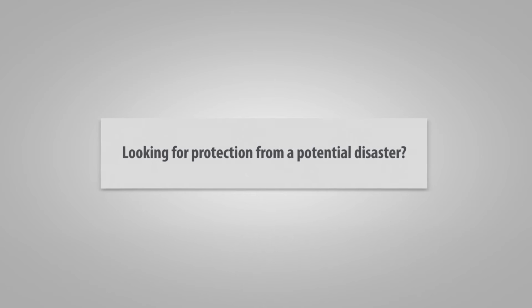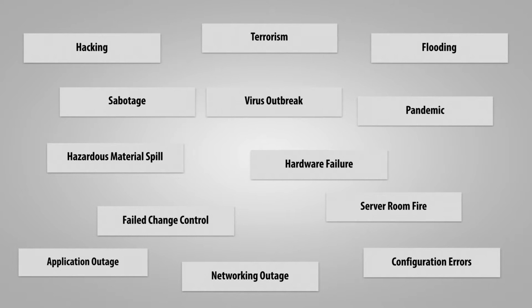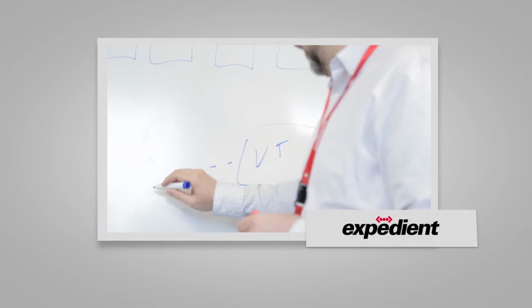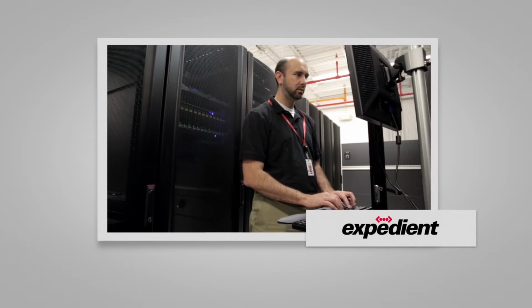Looking for protection from a potential disaster? These are just some of the types of disaster, both internal and external, that may affect your business. Expedient is a cloud, data center, and infrastructure as a service provider that is committed to providing the outcome you are looking for.